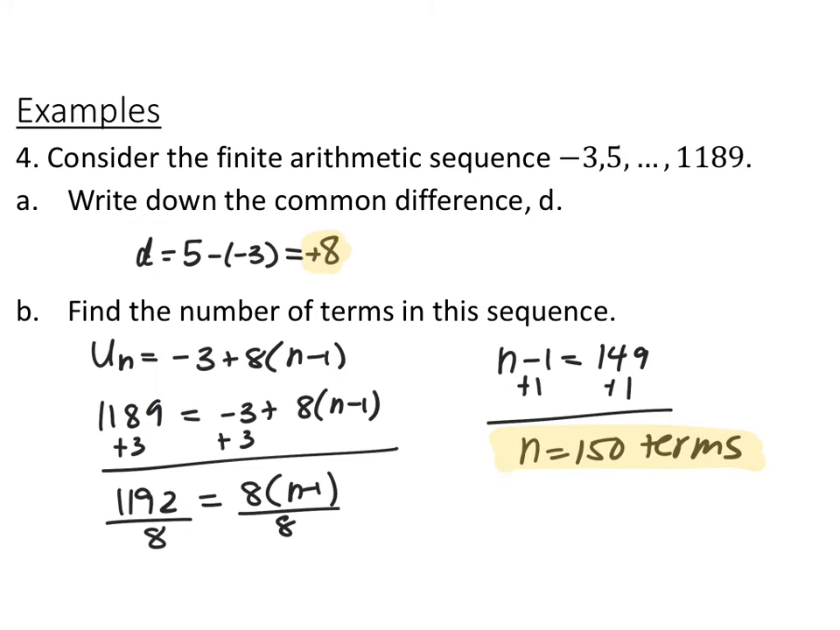So the common difference is what are you doing every single time? So to get from -3 to 5, we added 8. Or if you want to do it the way that the formula does, 5 minus -3 is 8. So then I wrote down the general term for this, or the nth term. So u sub n is equal to -3, the first term, plus what you're doing every single time, so plus 8 times (n minus 1). And then I wanted to figure out how many terms there are, which is the same thing as asking what is the x value when your y value is 1189. So I set u sub n equal to 1189, and I solved for n and got n to be 150. So there are 150 terms in this sequence.